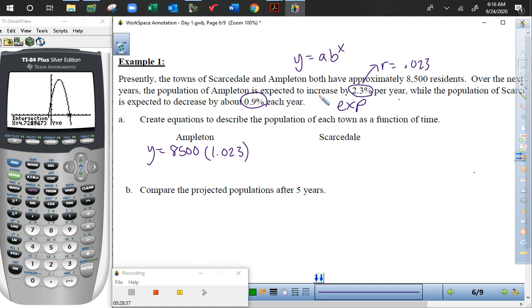So when you see these words increase by or decrease by, you take 1 plus or minus whatever your rate is, every time with the increase by or decrease by. Then we can just put to the x.